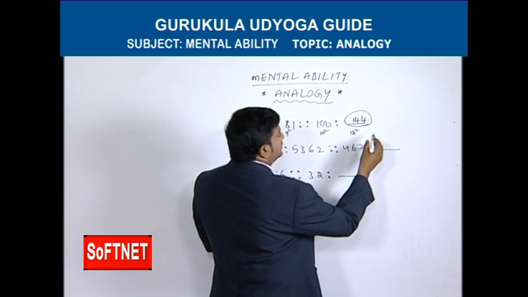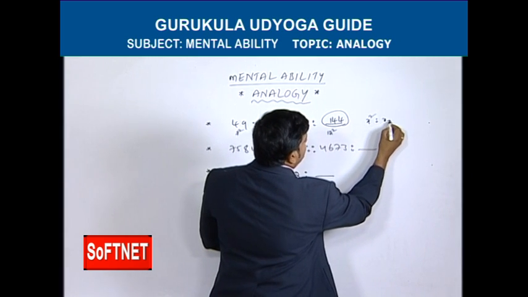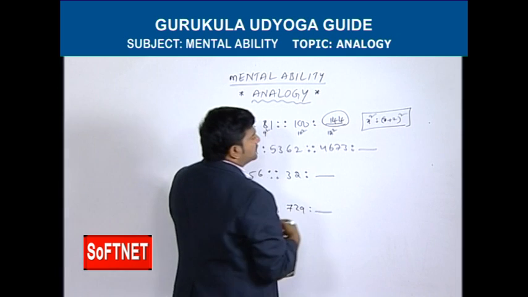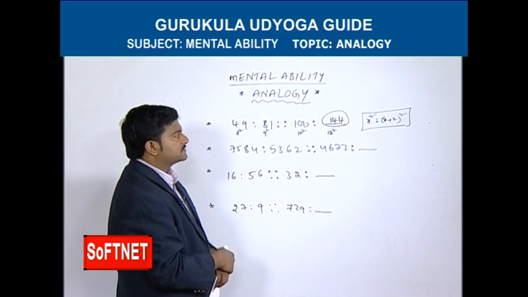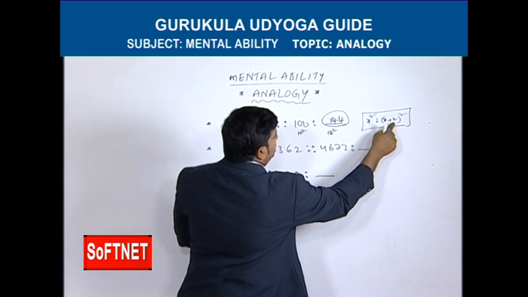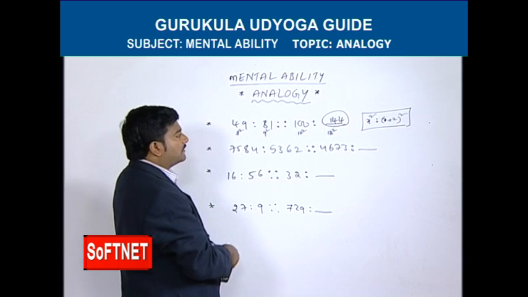The logic involved in this is simply x square is to (x plus 2) whole square. I hope you understood the logic involved in this question. X square is to (x plus 2) whole square. 7 square is to (7 plus 2) whole square, that is 9 square. That was the model of that kind.